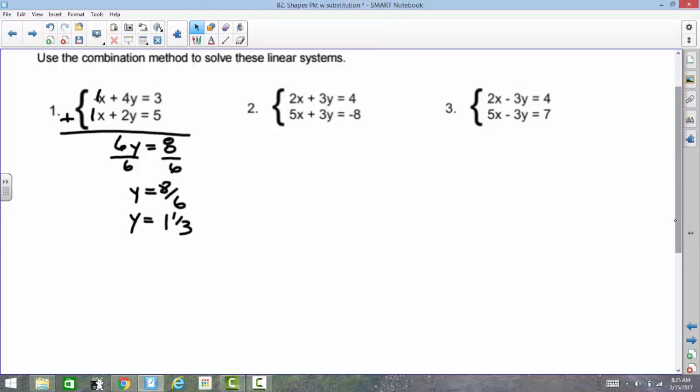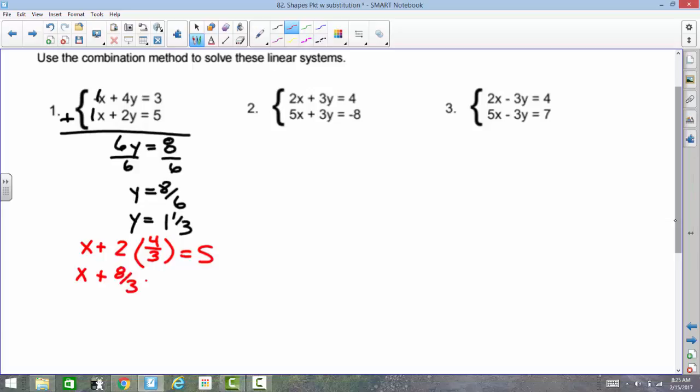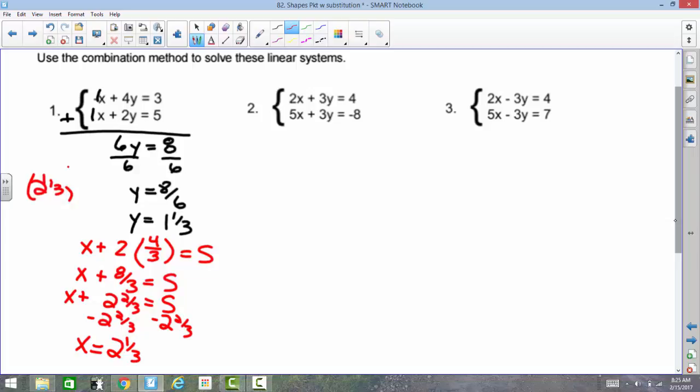Then you need to plug that back into whichever one is easier to work with. The bottom one has smaller numbers. So x plus 2 times 4/3, or 1 1/3, equals 5. So x plus 8/3 equals 5. So 8/3 is 2 2/3. So you're going to subtract 2 2/3. So x equals 2 1/3. So your ordered pair solution is 2 1/3 and then 1 1/3.